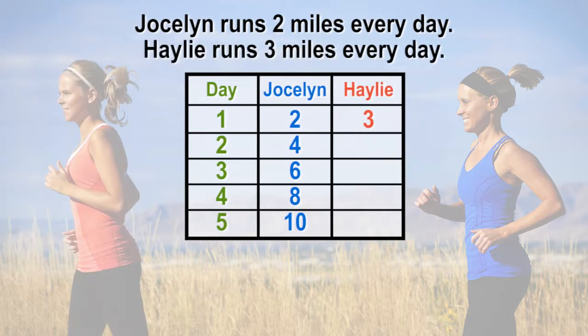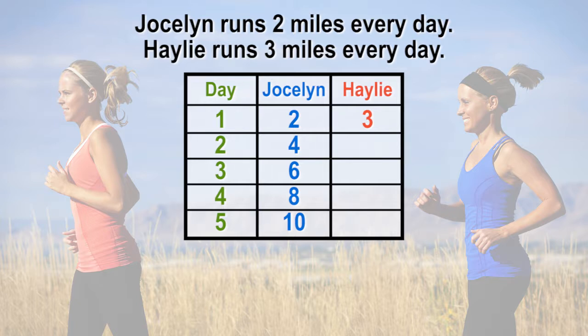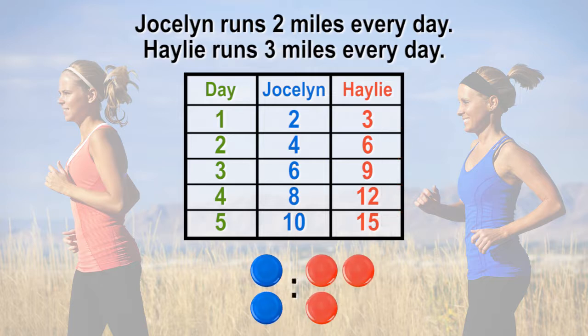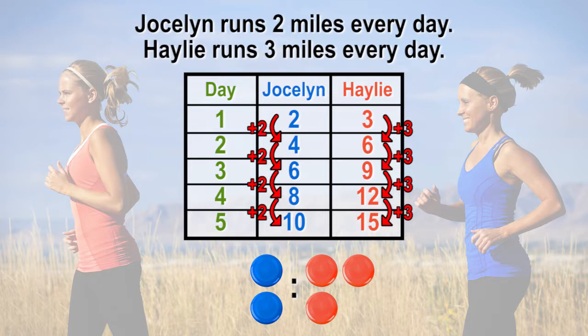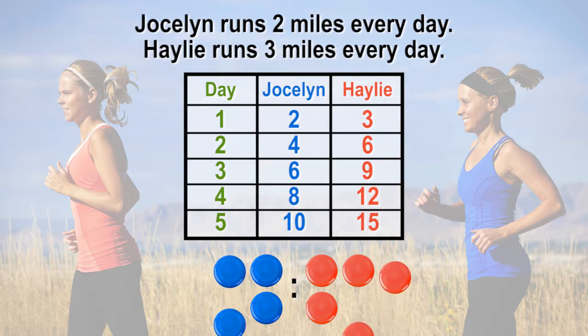Jocelyn's friend Haley runs 3 miles every day. If we add Haley's data to the table, we can see that her miles are increasing, just like Jocelyn's, but at a different rate. This rate can be modeled like a ratio of 2 to 3. Jocelyn's miles increase by 2 each time, and Haley's increase by 3 each time. If we add another iteration to the ratio, what does our model look like now? The ratio is now a ratio of 4 to 6.